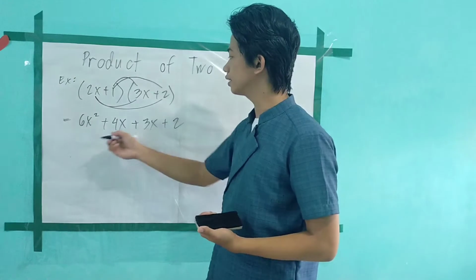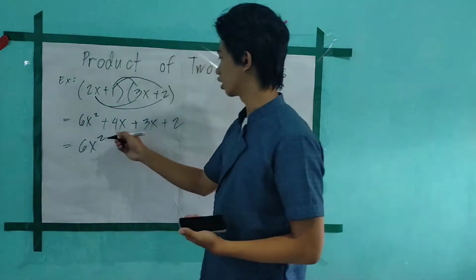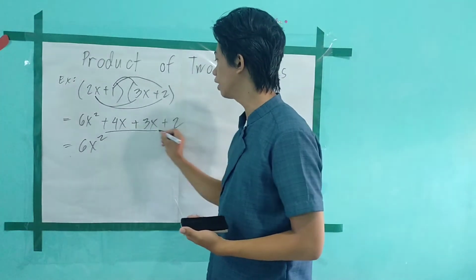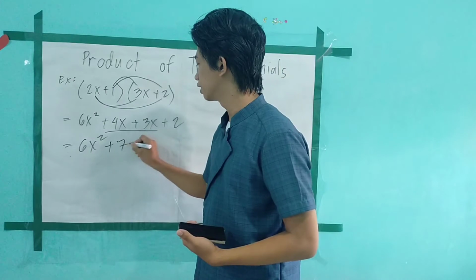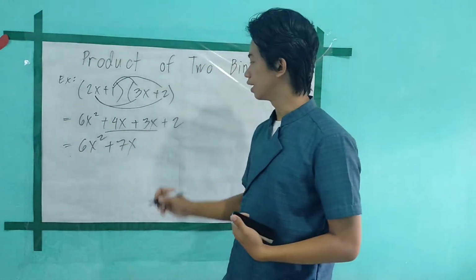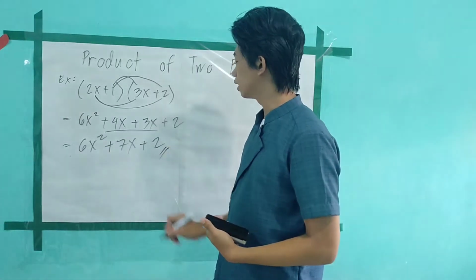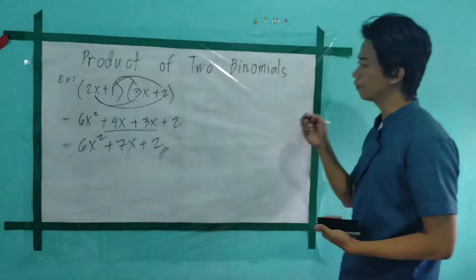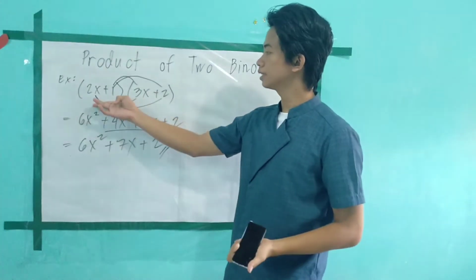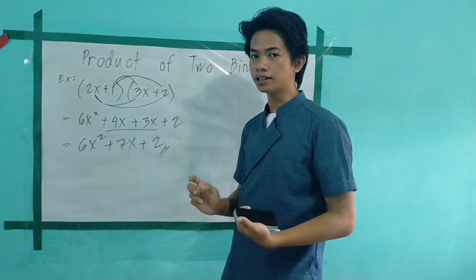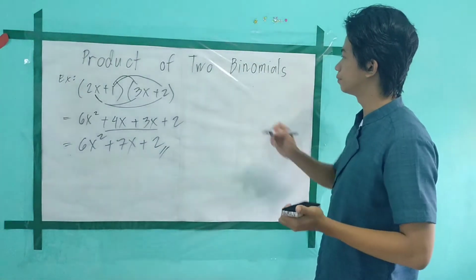Let's simplify this. We have 6x squared. Combining similar terms, 4x plus 3x is 7x. Then next, copy number 2. So this is the product of 2 binomials. 2 binomials and the product. Let's have another example.